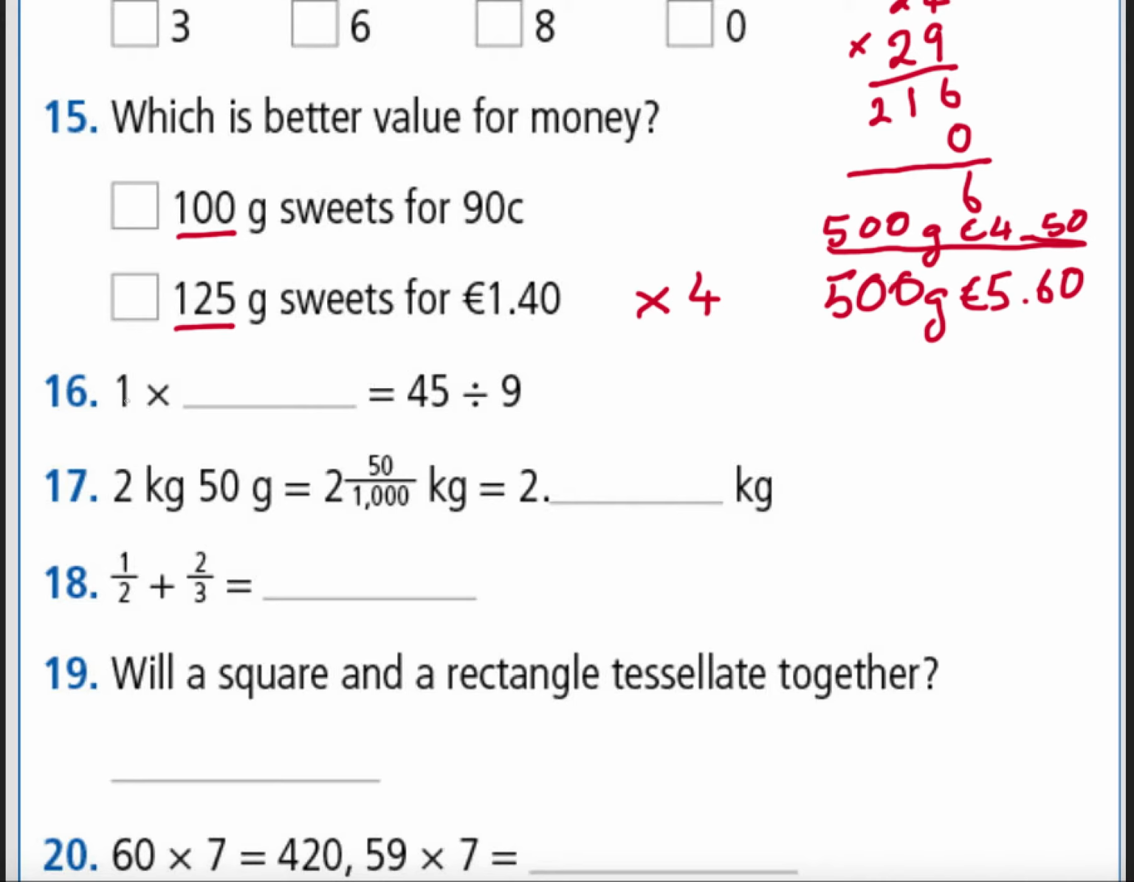Question 16. 1 times something is equal to 45 divided by 9. Now 45 divided by 9 is 5. So what do you multiply 1 by to get 5?